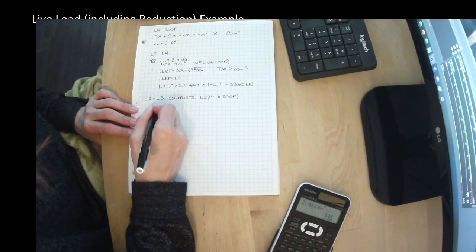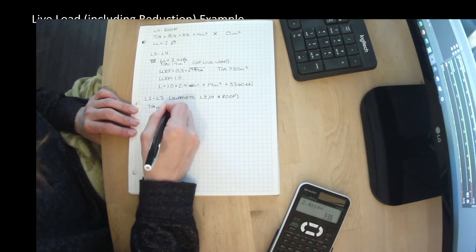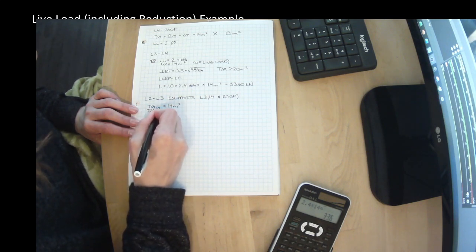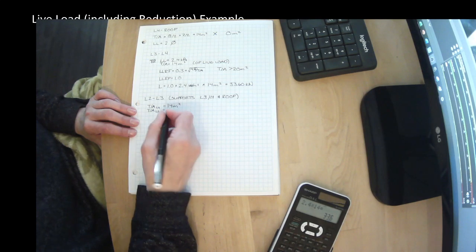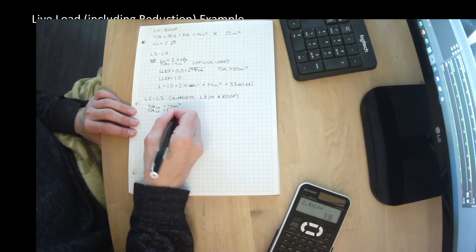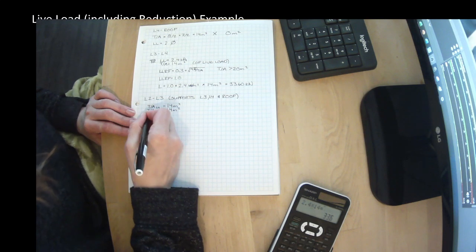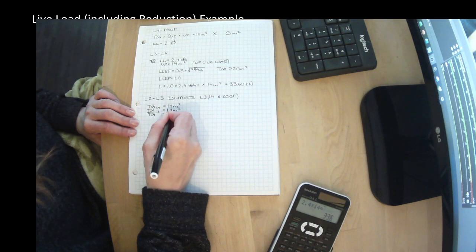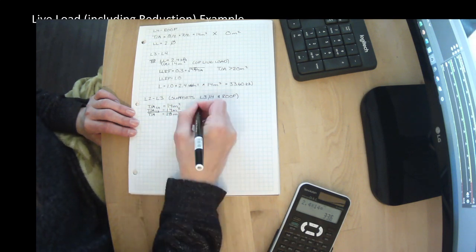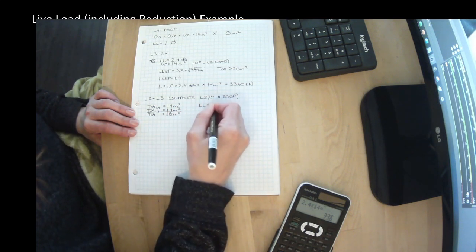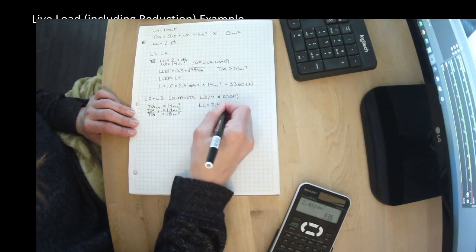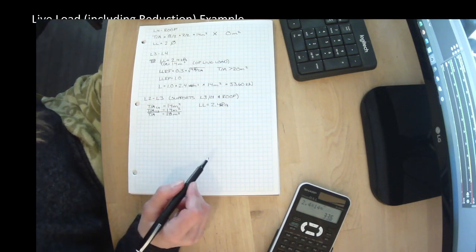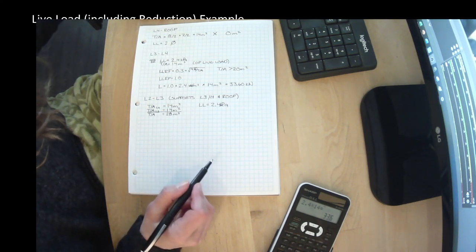So tributary area from level 4, we already figured out, was 14 meters squared. The tributary area from level 3, it's the same tributary area on all the floors, 14 meters squared. So our tributary area is 28 meters squared. Our live load is still 2.4 kPa. And we want to know what our live load reduction factor, if we get to make use of one, is.